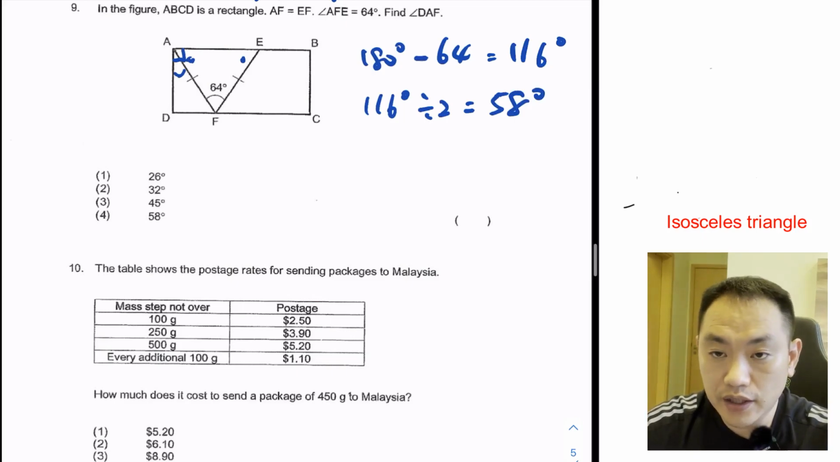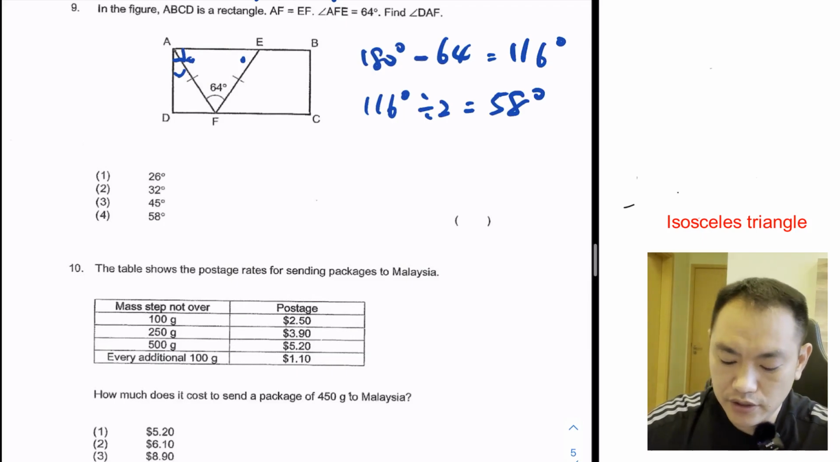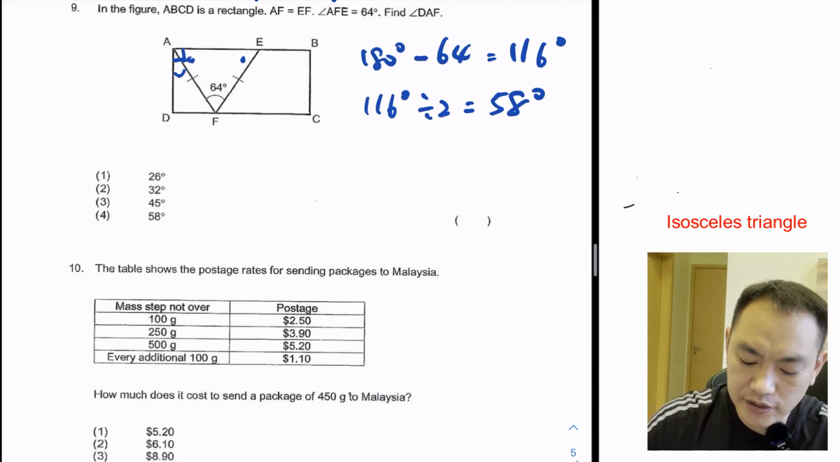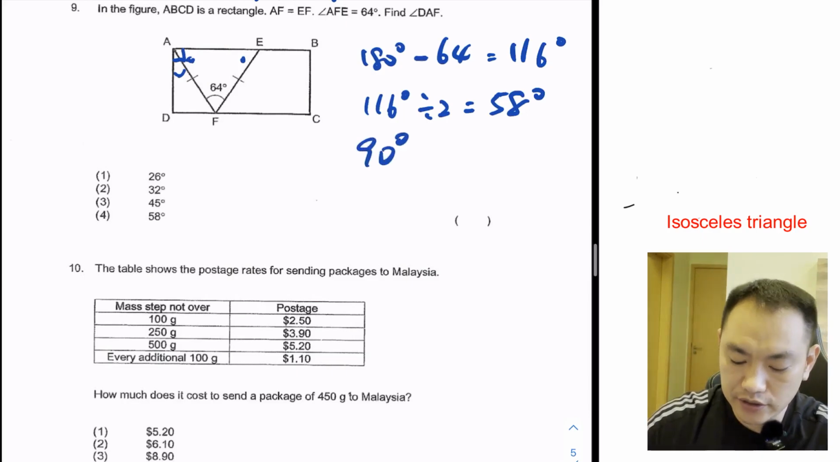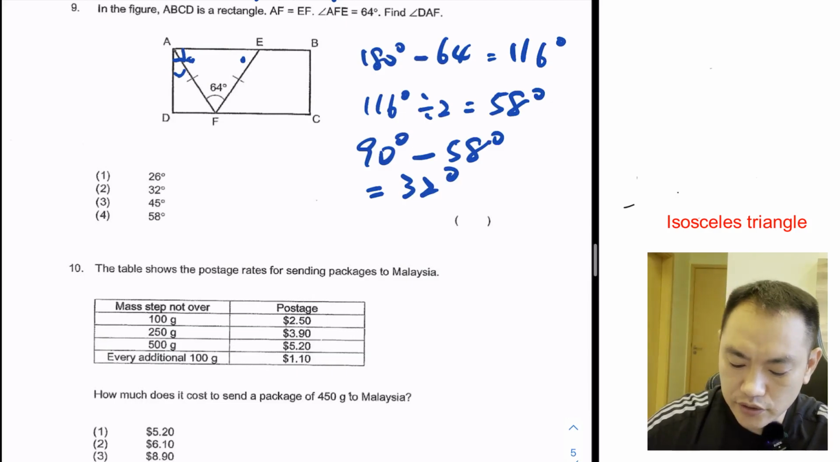To find DAF, DAF plus FAE is 90 degrees because it's a right angle. So the angle DAF is the right angle, 90 degrees, minus FAE, which is 58 degrees. Then the answer is 32 degrees. So the answer is 2.